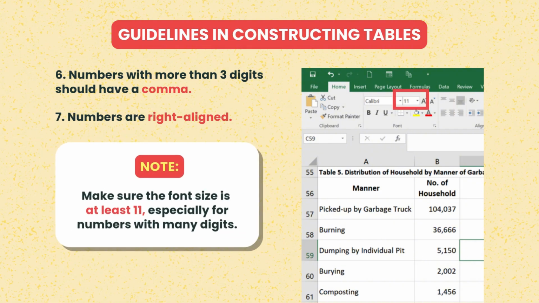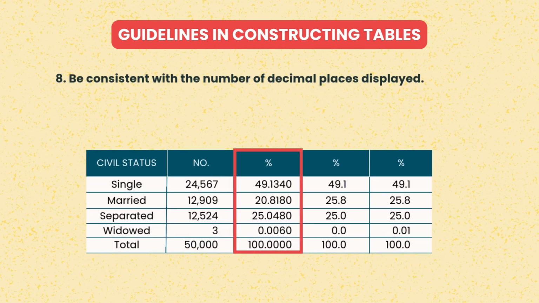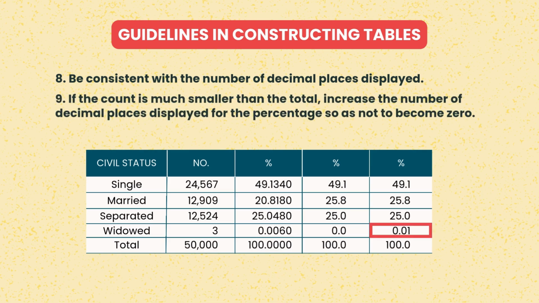Also, note that the font size for tables should not be lower than font size 11, especially when we have numbers with many digits. Another thing to remember is the consistency of the decimal places displayed. If, for instance, we have a count that is far smaller than the total, we can increase the number of decimal places for that certain number, so it does not become 0.